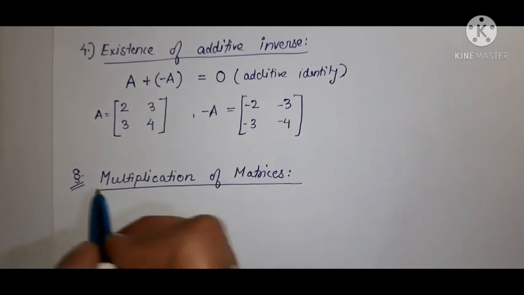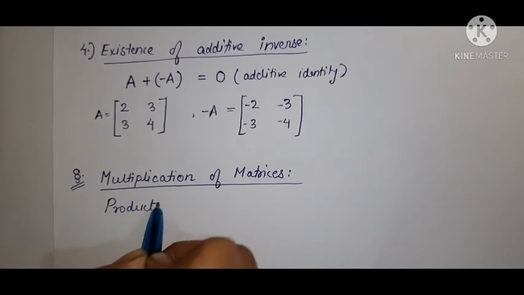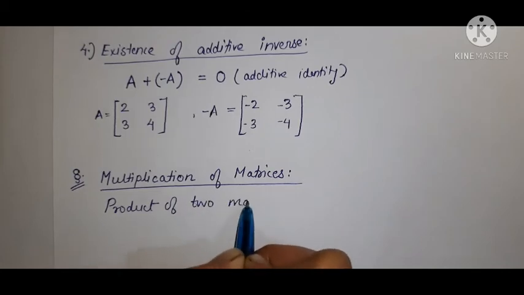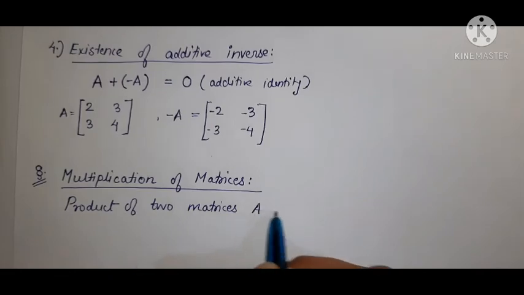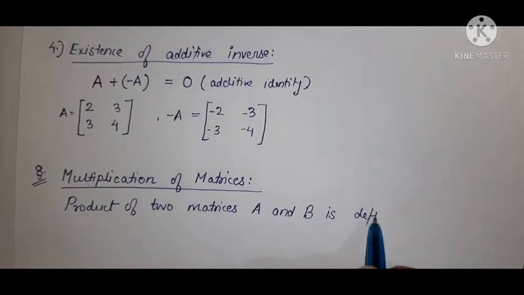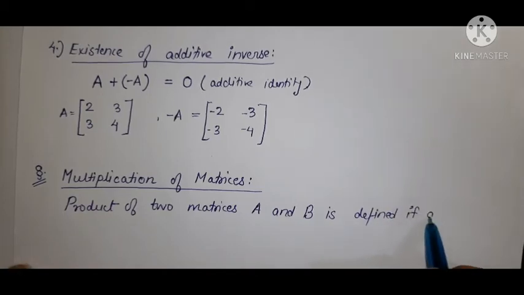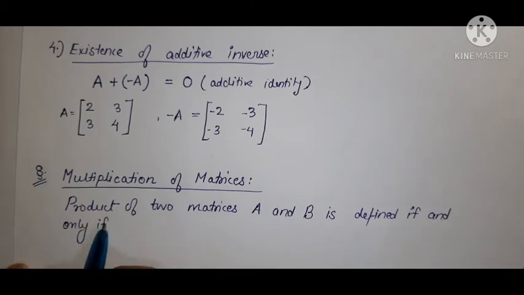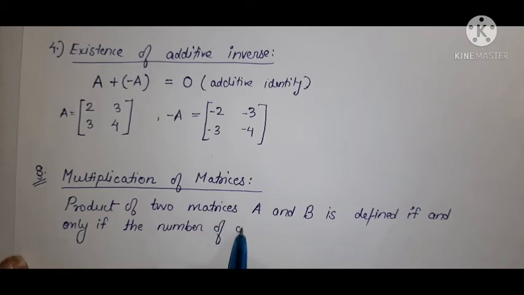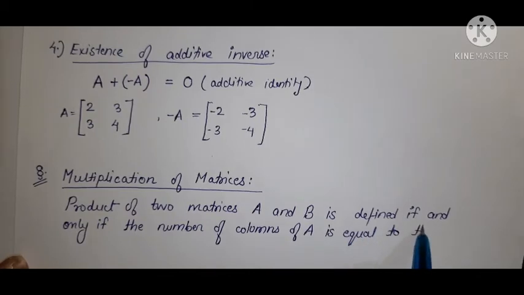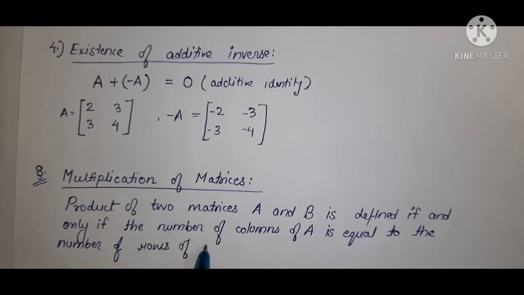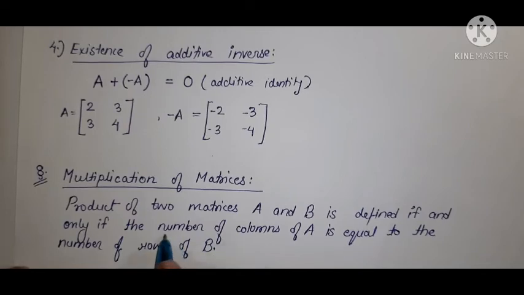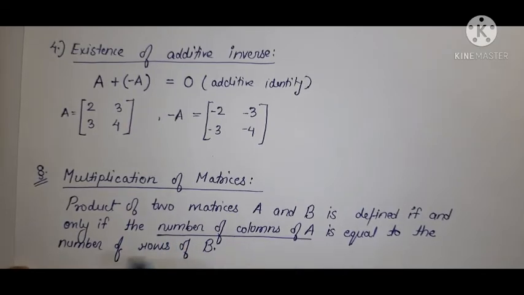So what is this condition? See, the product of two matrices A and B is defined if and only if the number of columns of A is equal to the number of rows of B. Means the number of columns of A is equal to the number of rows of B.